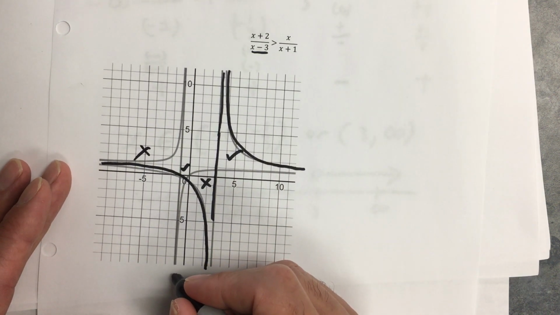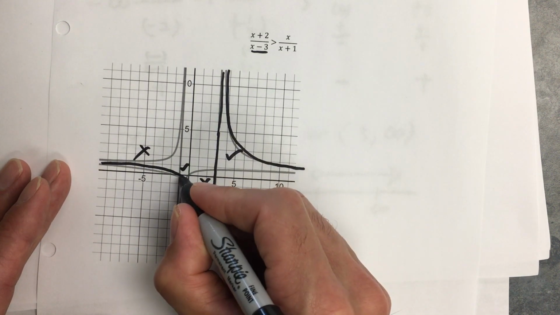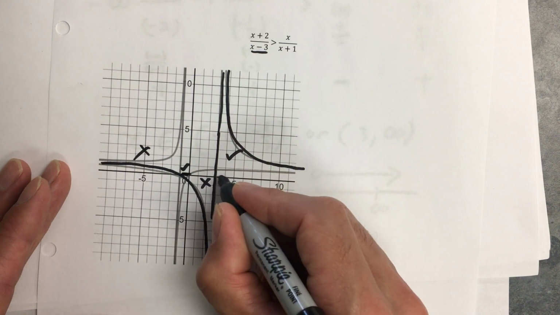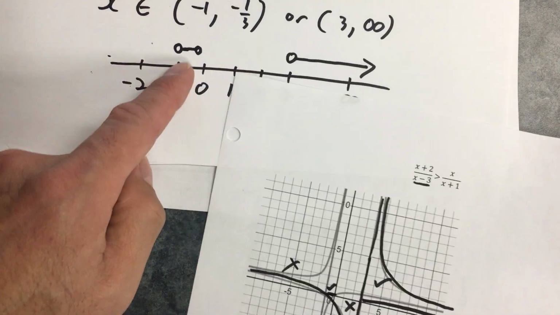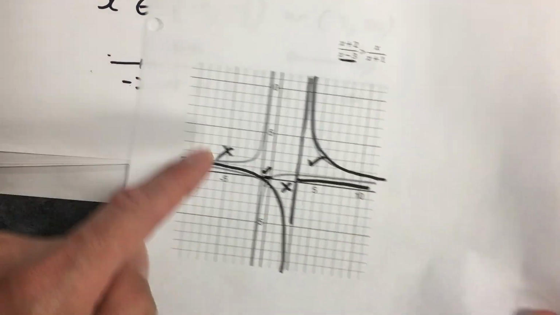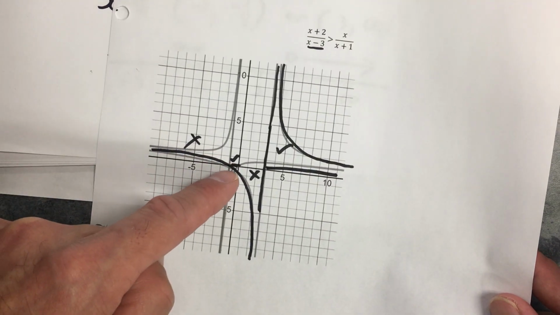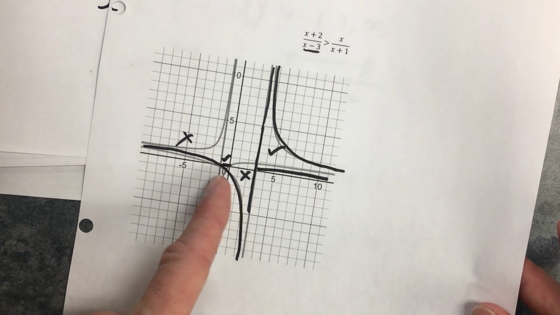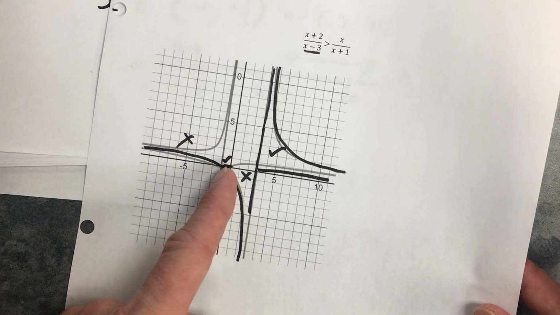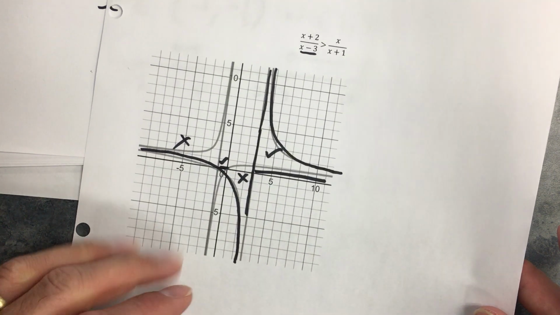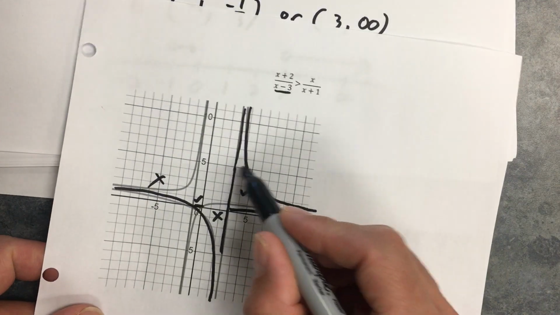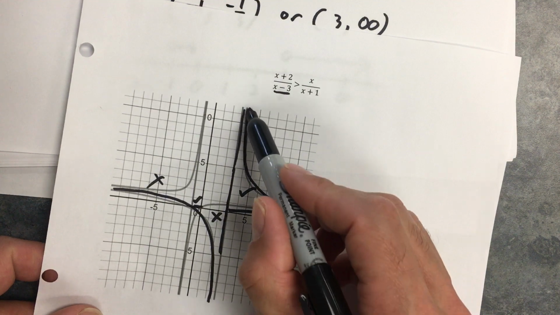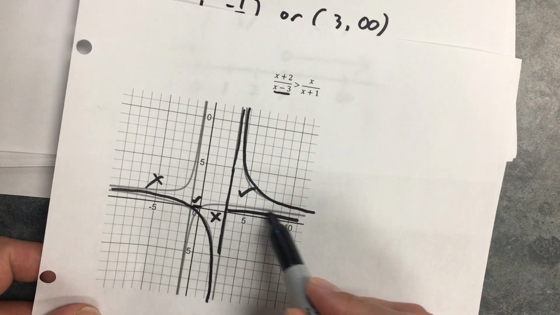So our solution should be this interval of x and that one, which is what we have. This interval here represents when the highlighted curve is above the lowlighted curve, which is between the asymptote and the point where they cross. And here, which is after this asymptote, you can see that the highlighted curve is always above the lowlighted curve.